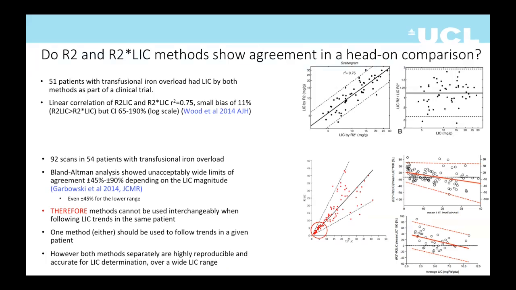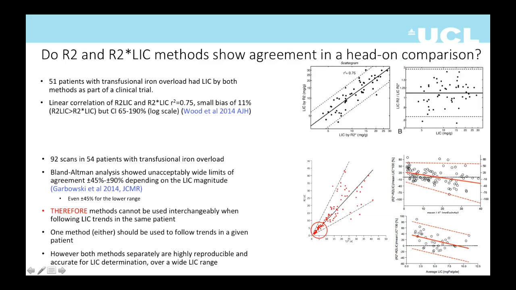that there was a correlation, as you'd expect, between these two methods, because they were designed to measure the same thing, so they should correlate. But they actually didn't correlate that well because R squared was 0.75. On Bland-Altman, you can see that there was actually a bias, 11% higher in favor of the Ferriscan, and the agreement was dismal. This is actually a log scale, so you cannot see the fanning out effect here. The agreement was between 65 and 190%.